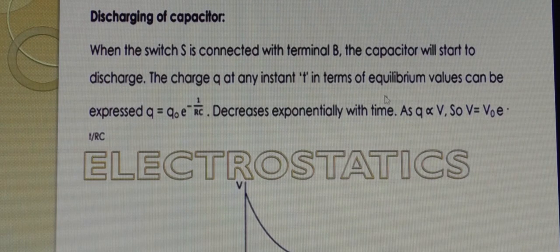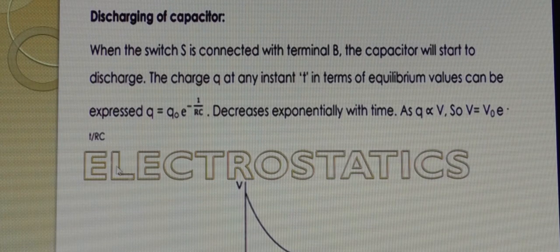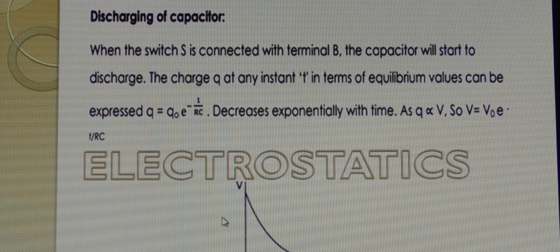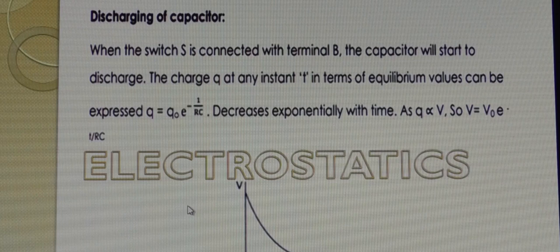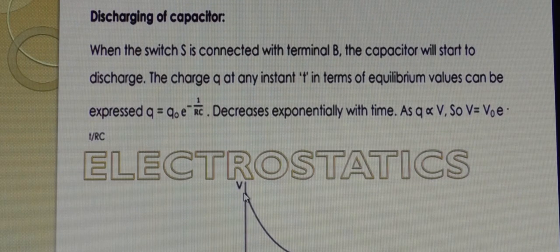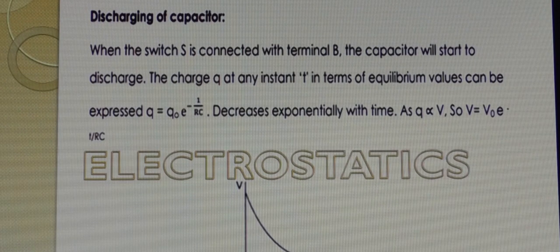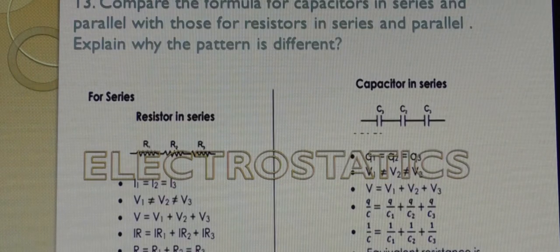In case of discharging process, we get the relation V is equal to V naught e to the power minus t over RC, and graphically that could be drawn by plotting a graph of voltage versus time. We have to start the graph from the maximum value of charge, that is Q naught, and in this way the energy is utilized.